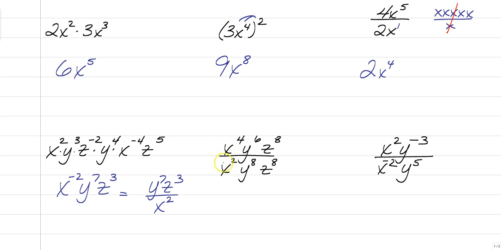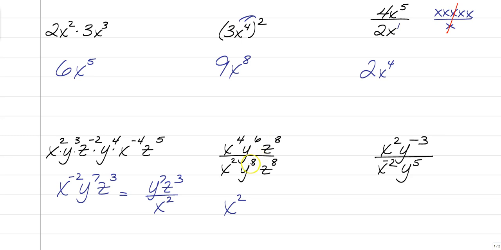When you are dividing, remember you are subtracting. So we have 4x's on top, 2 on the bottom. So that's going to give you x squared on top. You have y to the sixth on the top, y to the eighth on the bottom. So if you subtracted and 6 minus 8 would be a negative 2, remember that goes downstairs.